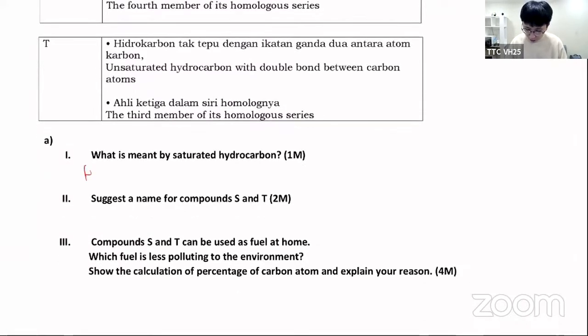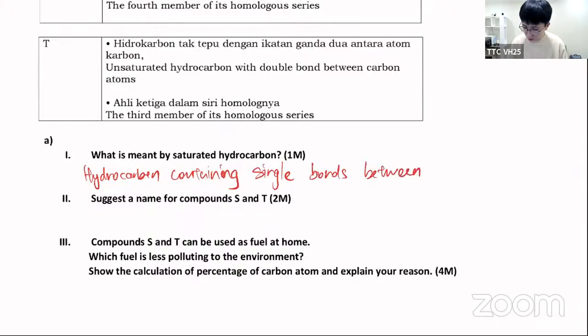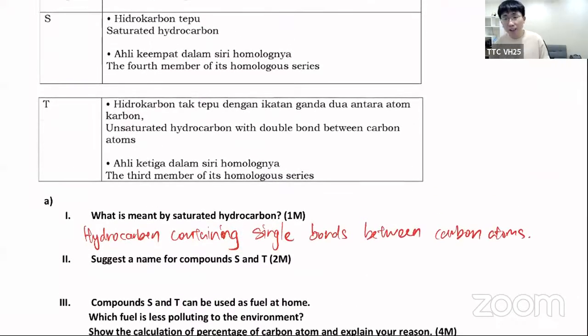Yay. So we can say hydrocarbon containing single bonds between carbon atoms. Okay, then suggest the name for S and T. So S is single bond, T is double bond. So single bond is alkene. Sorry, alkane. Double bond is alkene.